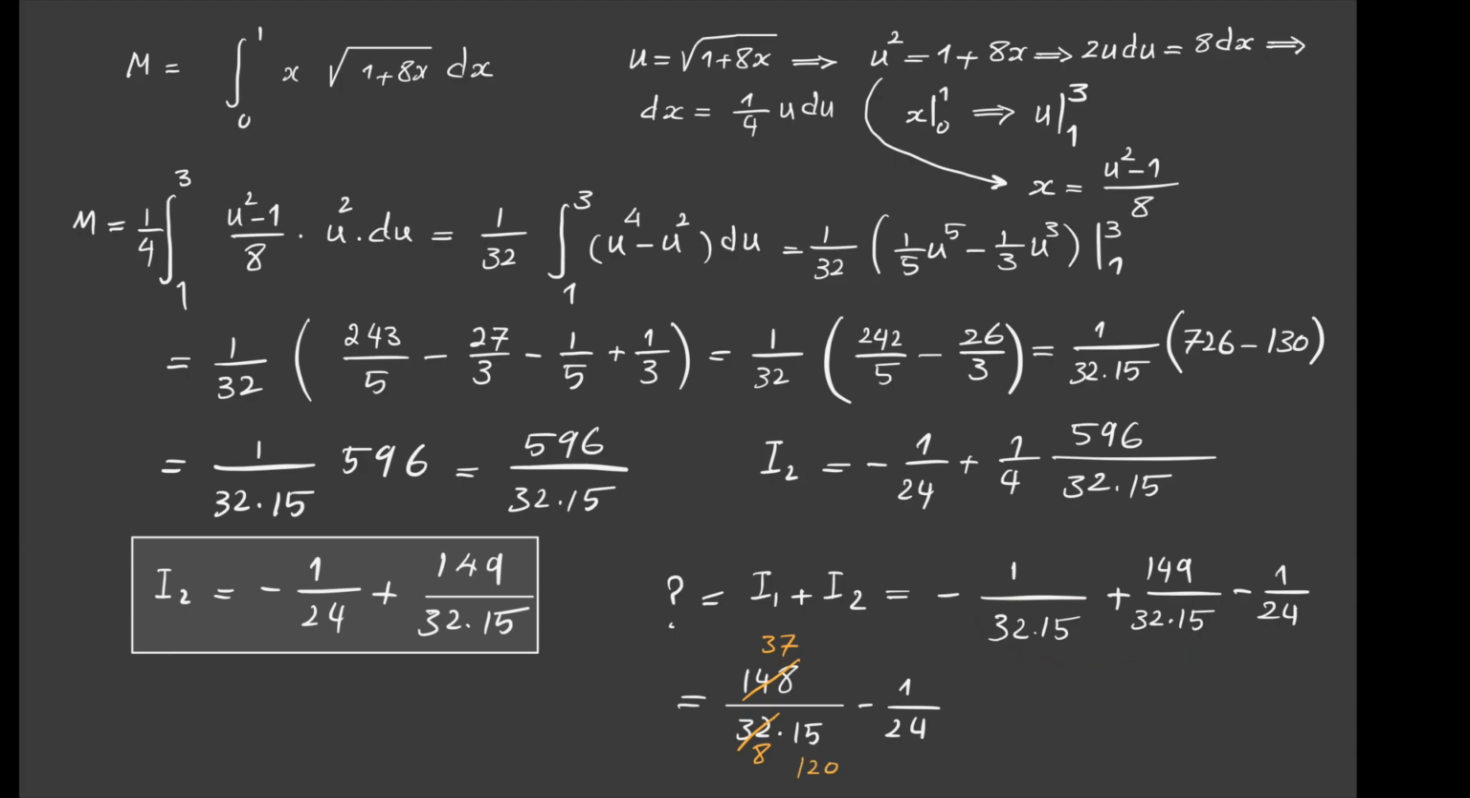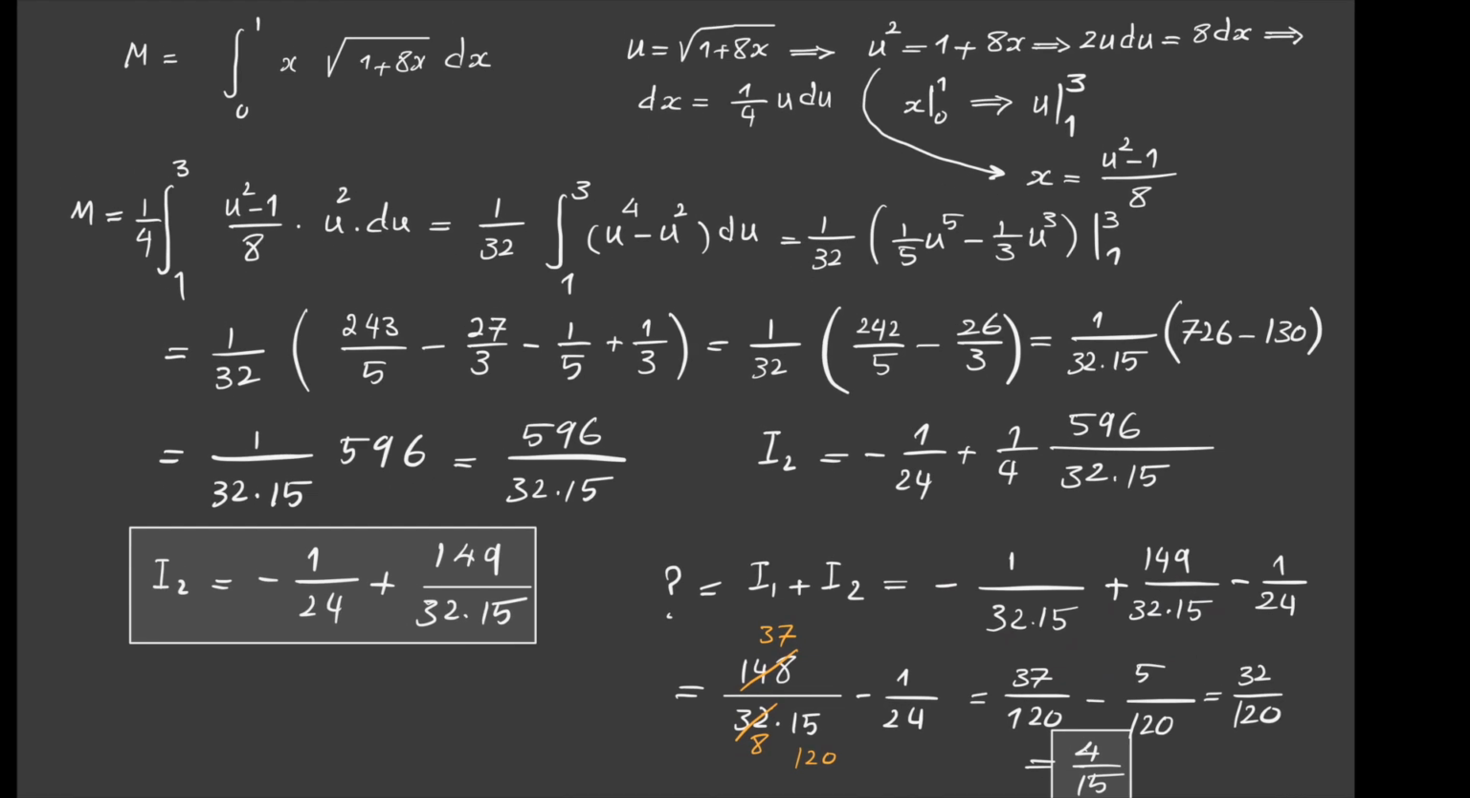So what I get is 37 over 120, and then the other one I multiply by 5, it becomes 120 again, but minus 5. And if I subtract them, it becomes 32 over 120, and then if I divide by 8, the numerator becomes 4, the denominator becomes 15. Okay, now I am relieved. So I get the same answer as we calculated without the symmetry arguments.